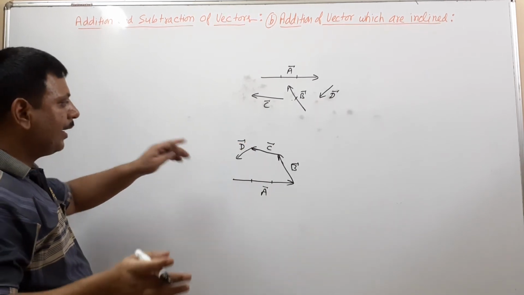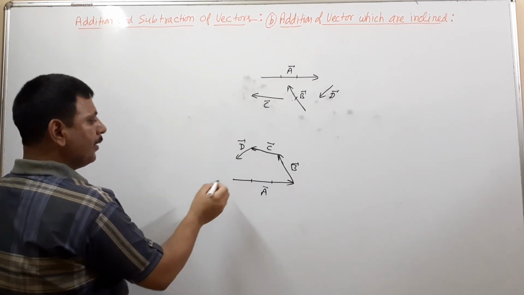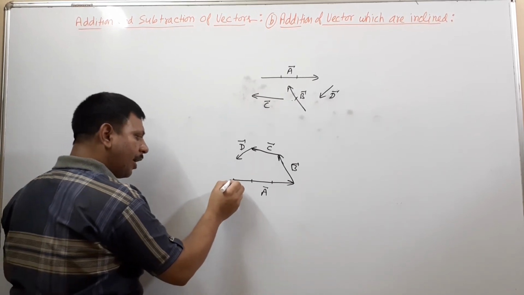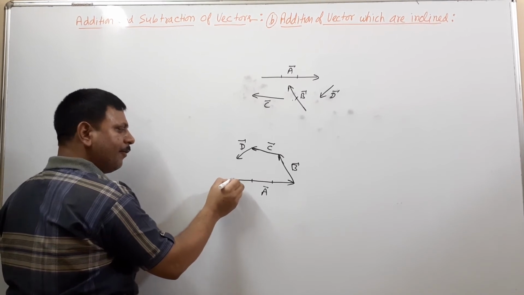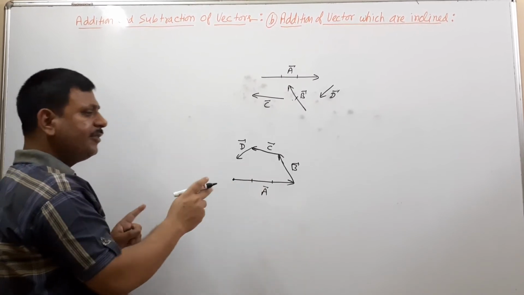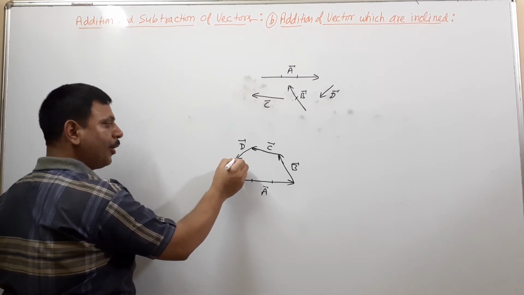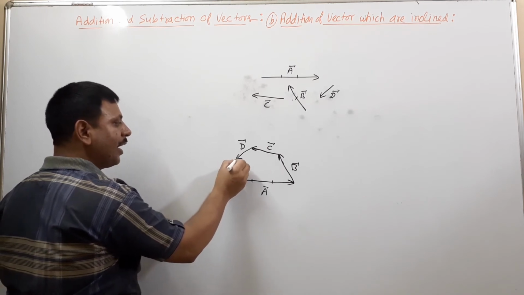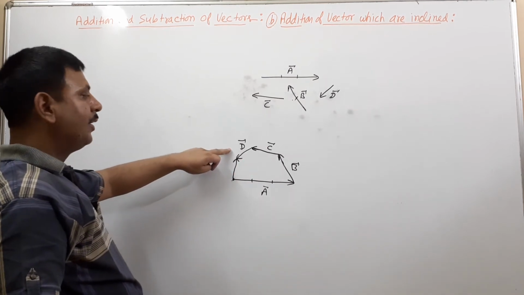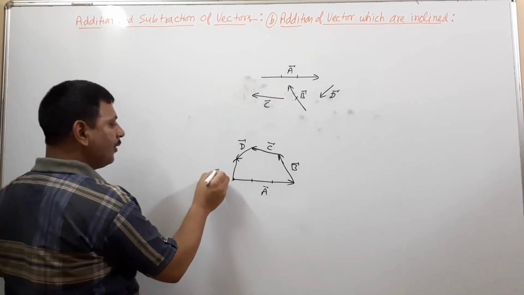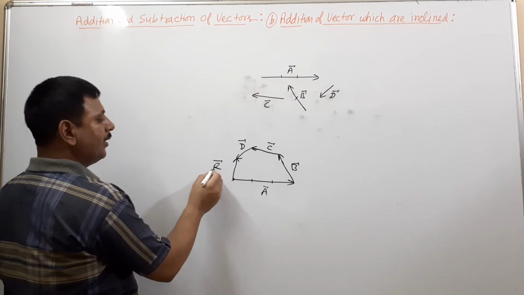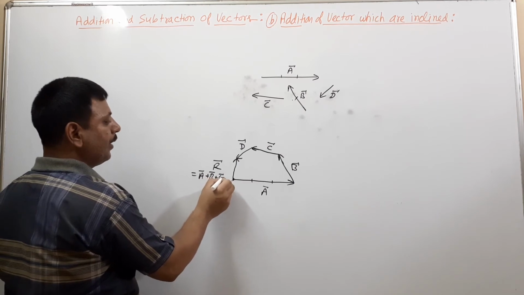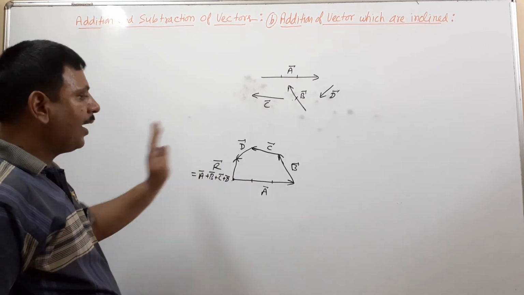When we reach the end of last vector, the closing side, how will we define it? Draw the resultant from the initial point of first vector to final point or end point of last vector. If you are closing and you have taken the direction from initial point to terminal point of last vector, this will represent the resultant vector. This R is equal to what? A plus B plus C plus D, both in magnitude and direction.